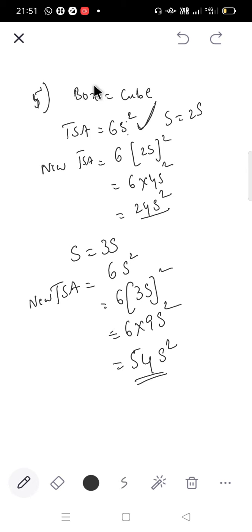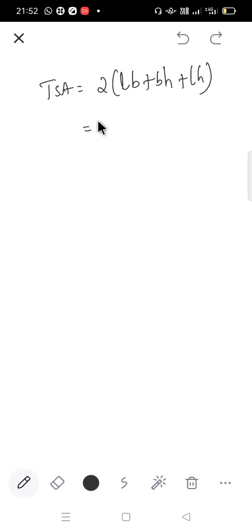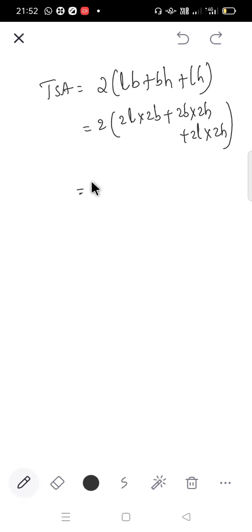If you consider the box is in the shape of a cuboid, then what will happen? Here the TSA of a cuboid is 2 into LB plus BH plus LH. This formula you should consider children. Here if each dimension is doubled, L becomes 2L, B becomes 2B, again B becomes 2B, H becomes 2H, again 2L into 2H. Wherever LBH are there you need to write it 2 times.